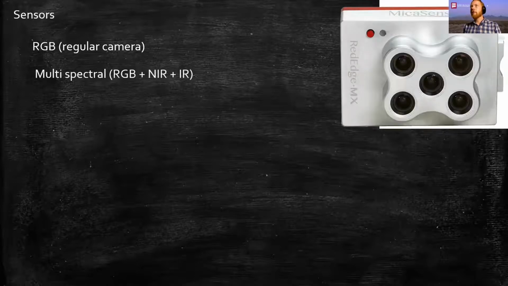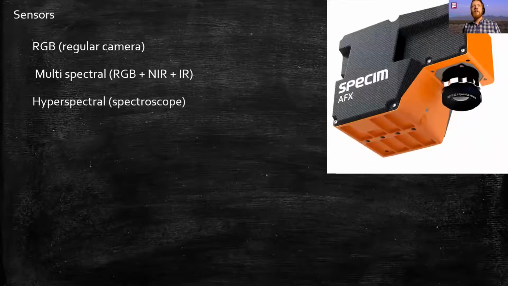A multispectral camera is any camera with an additional band or two. The most common in agriculture is infrared and near infrared. A hyperspectral camera is a sensor that has hundreds of bands. This is used for spectroscopy and can help determine the specifics of an object, such as differentiating between different plant species. And I'll talk more about their use in a minute.